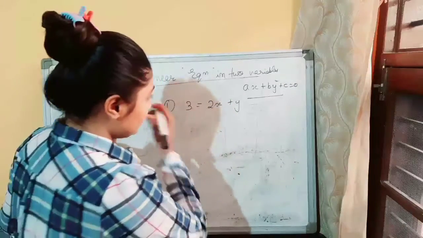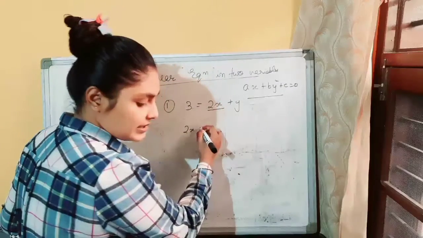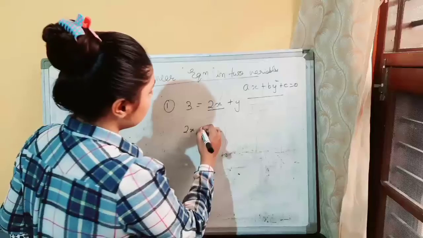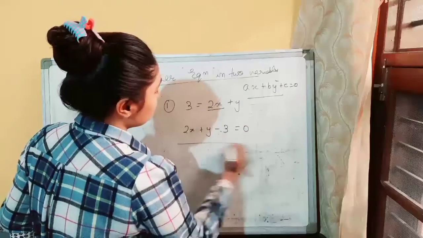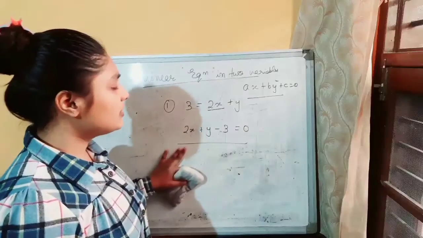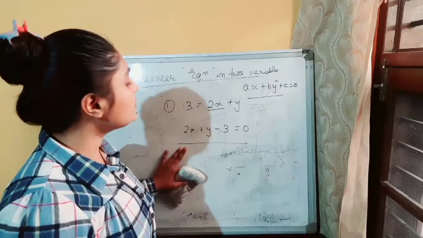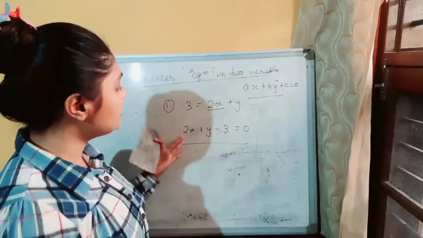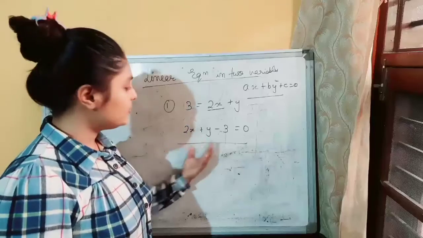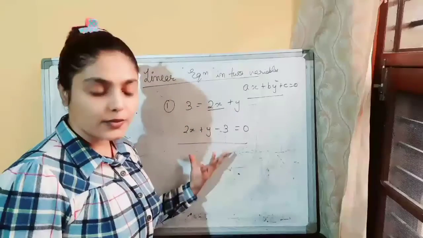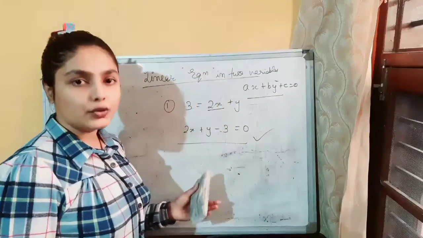What we can get, that see here is x, so we can write 2x plus y minus 3 is equal to 0. Now, is it satisfying the equation ax plus by plus c equals 0? Yeah, obviously it is satisfying this equation, because here we are finding that 2x plus y minus 3 is equal to 0. So yes, we can say that it is in the form of two variables.